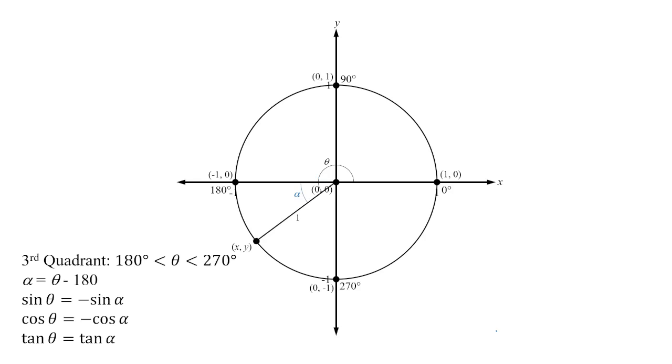If the angle is between 180 and 270, that means that the terminal side is in the third quadrant, where both x and y are negative. Therefore, both sine and cosine are negative. Therefore, a tangent is positive. And to get the reference angle, you will subtract 180 from the angle.